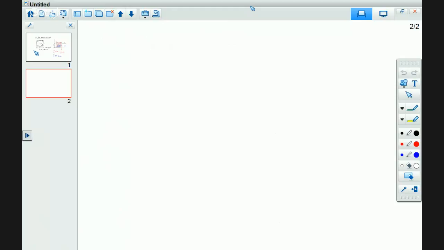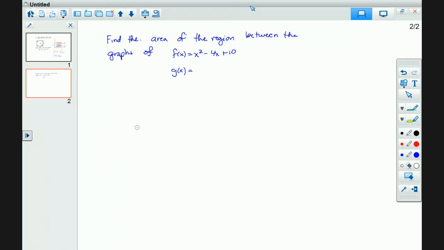Let's find the area of the region between the graphs of f of x equals x squared minus 4x plus 10 and g of x equals 4x minus x squared over this interval.